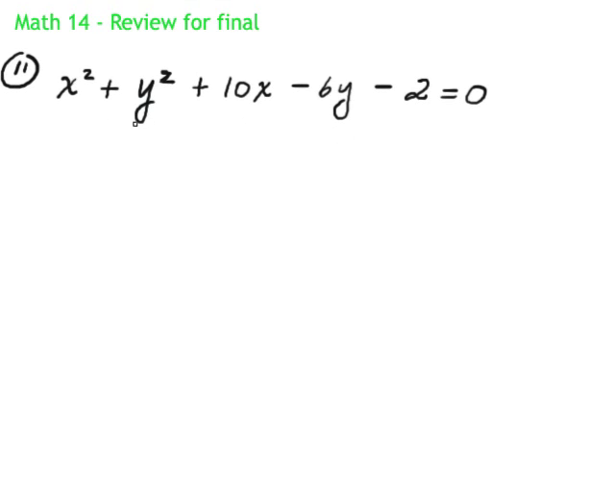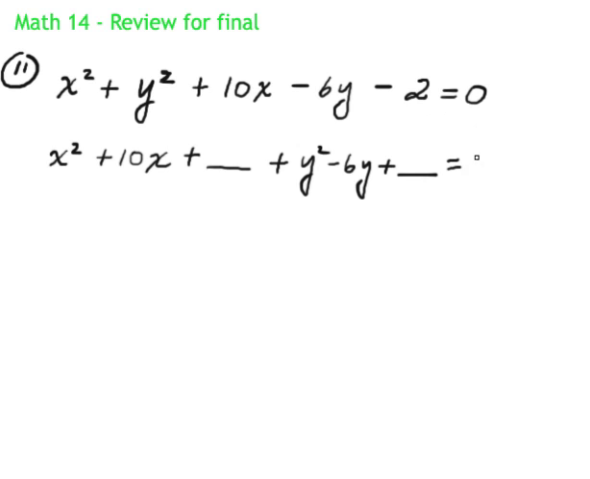Here's an equation of a circle, and we want to find the center and radius of this circle. So we start by putting it in standard form. We're going to put the x terms together. That's x^2 + 10x. And we're going to complete the square, so let's leave a space for completing the square. And then the y terms, y^2 - 6y, and another space.